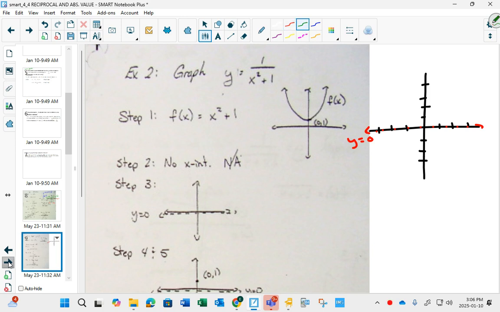Let's do some nice points. I've got 0, 1. That's going to be 0, 1 over 1, which is 0, 1. I would also have 1, 2. What's going to happen at that point? 1, 1 over 2. And this graph ends up looking like this. We had a name for this one.